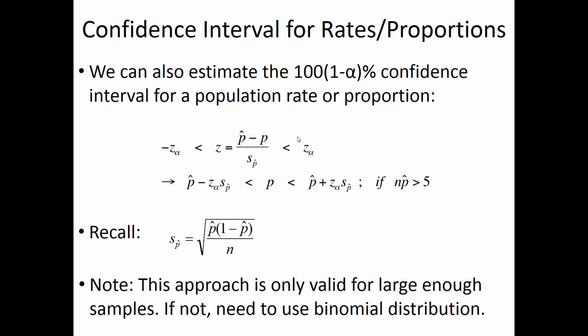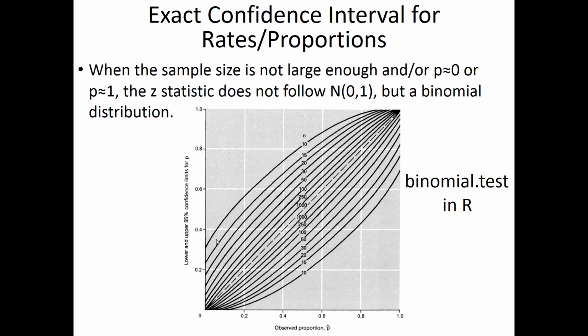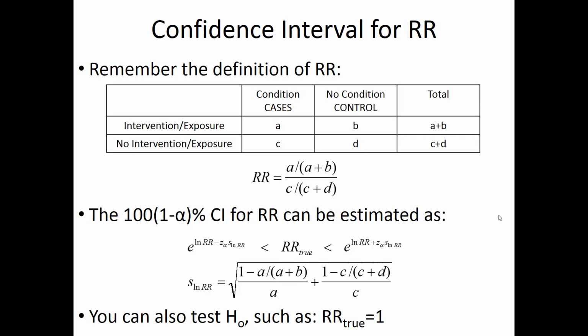We can also estimate the 100 times 1 minus alpha percent confidence interval for a population rate or proportion. This approach is only valid for large enough samples. If not, then we need to use the binomial distribution. When the sample is not large enough and our p is very close to 0 or very close to 1, the z-statistic does not follow the normal distribution, but a binomial distribution. And in R, then, we can use the function binomial.test.